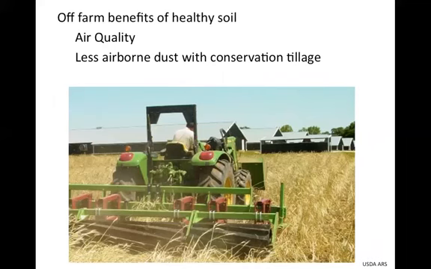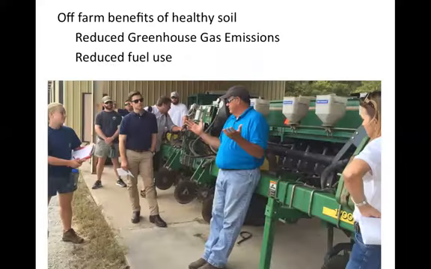I mentioned air quality. The note from Natural Resource Conservation Service is there is less airborne dust with conservation tillage in these conservation systems. And because there is less need for trips across the field, it means reduced fuel costs for the farmer as well as a decrease in greenhouse gas emissions.